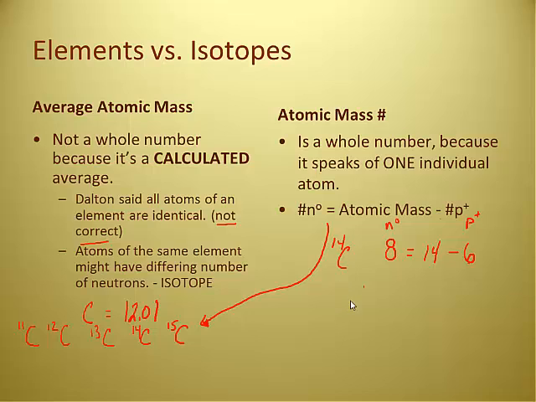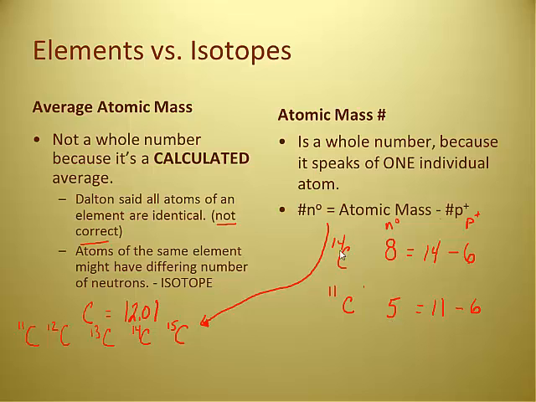Now, on the other hand, carbon, let's go for a low number like 11. Carbon 11 has an atomic mass of 11. It also has 6 protons because it's carbon. 11 minus 6 is 5, so its number of neutrons is 5. So different number of neutrons. Isotopes must have different numbers of neutrons.